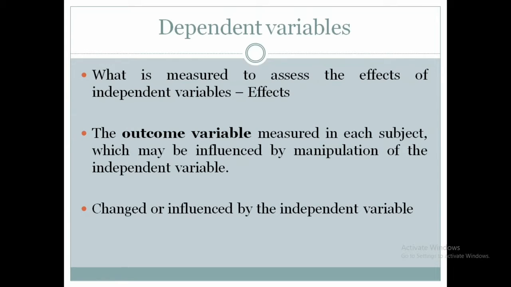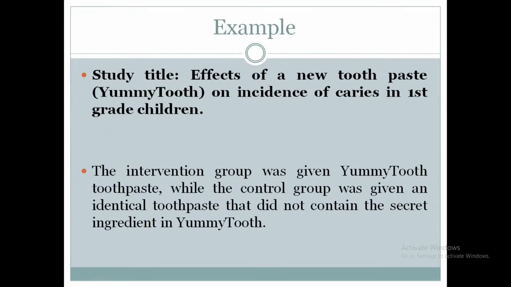So what is measured to assess the effects of the independent variable is considered a dependent variable, right? So they always illustrate the effects. The outcome variables measured in each subject, which may be influenced by the manipulation of the independent variable, and that change or are influenced by the independent variable, are all the dependent variable.